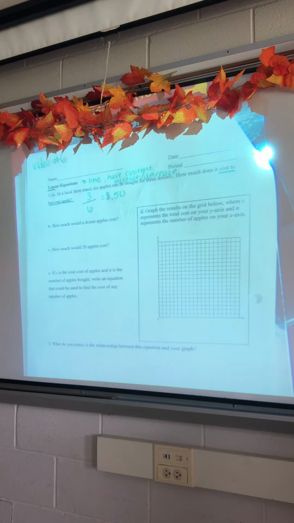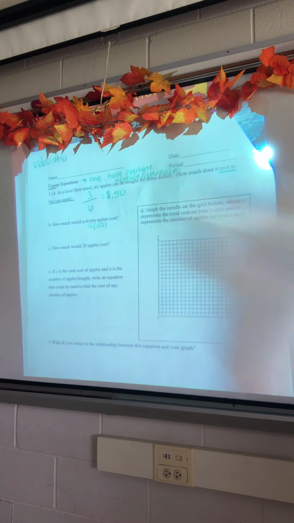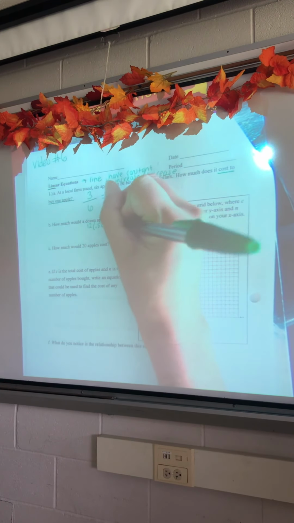So now, if I look at B, it says, how much would a dozen apples cost? So we know that a dozen means 12. So if I take 12 and multiply it by 50 cents, we should be getting half of 12, which is $6.